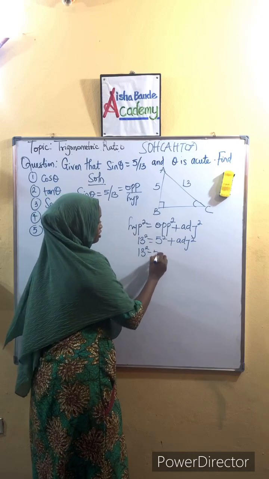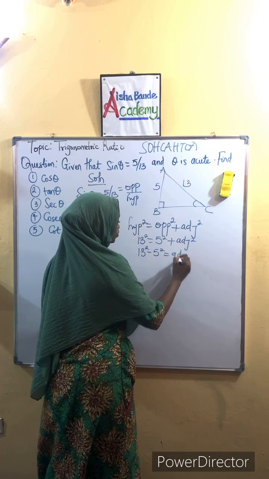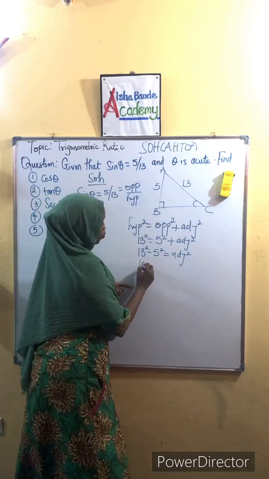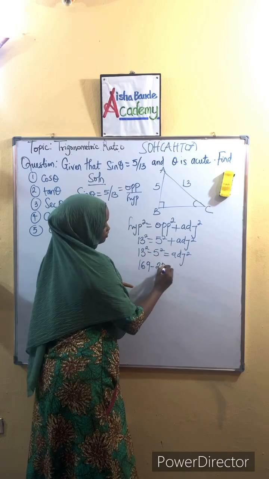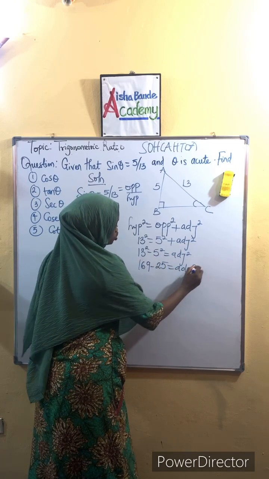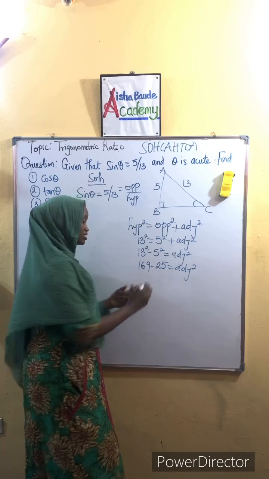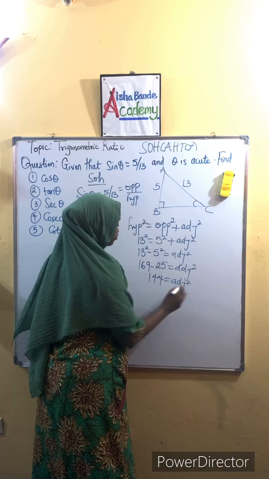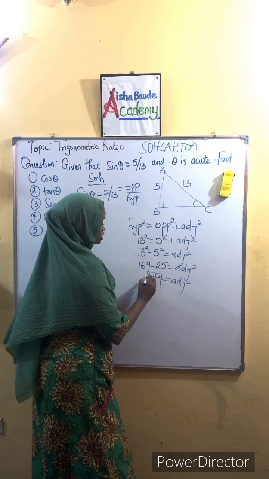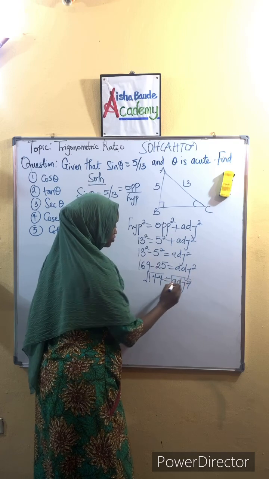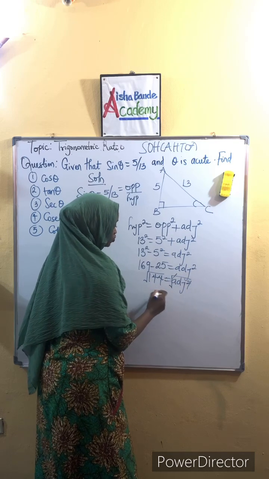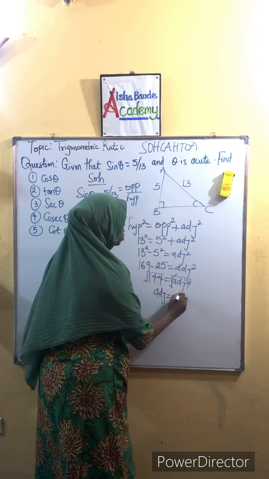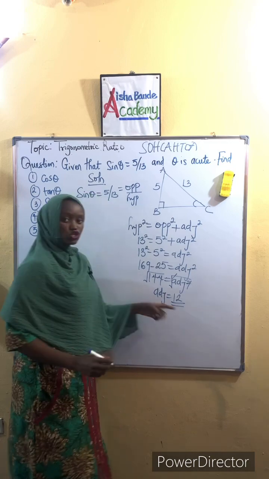We have 13 squared minus 5 squared, which is equal to the square of the adjacent. So 13 squared gives us 169, minus 5 squared which gives us 25, is equal to the square of the adjacent. When we subtract 25 from 169, we have 144 equals the square of the adjacent. For us to get the value of the adjacent, all we do is take the square root of both sides. The square root cancels the square here. So we are left with the square root of 144, and our answer is 12. That means our adjacent side is 12.